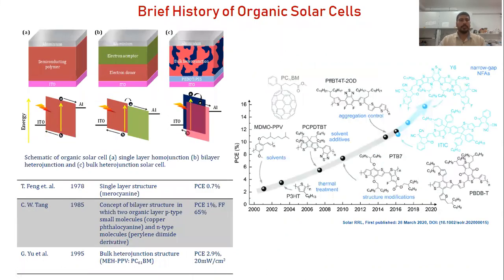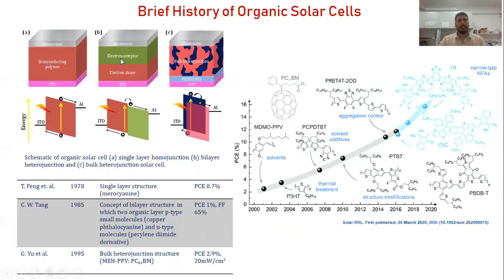So this is the brief history of the organic solar cells. The first organic solar cells were fabricated with a single layer, which is sandwiched between the ITO and the aluminum electrode. But the disadvantage of this solar cell is that the efficiency is very low because the diffusion length inside the organic material is very low. It is nearly about 10 to 15 nanometers. And if the excitons don't find any interface, they go for recombination.